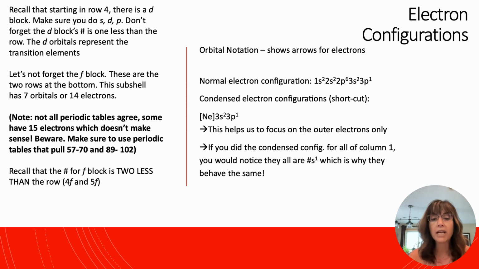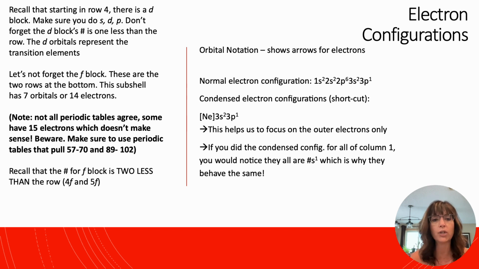The normal electron configuration: 1s2, 2s2, 2p6, and so on. Condensed or shortcut or noble gas notation takes all of the rows before the row that you're in. So for the example I give, aluminum, everything before row 3 is shown with the noble gas at the end of row 2. So neon, and it has to be in brackets, not parentheses. Then 3s2, 3p1.